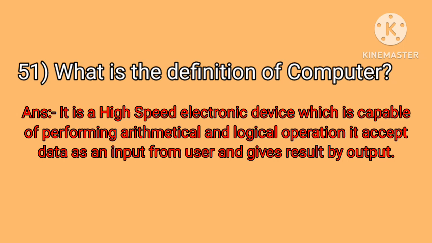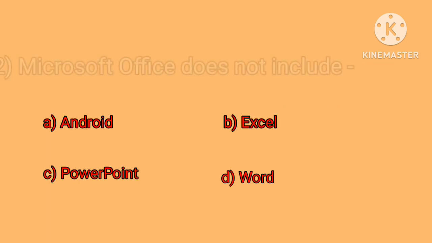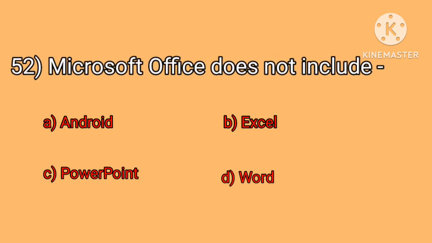What is the definition of computer? It is a high-speed electronic device which is capable of performing arithmetical and logical operations. It accepts data as an input from user and gives result by output. Microsoft Office does not include Android.